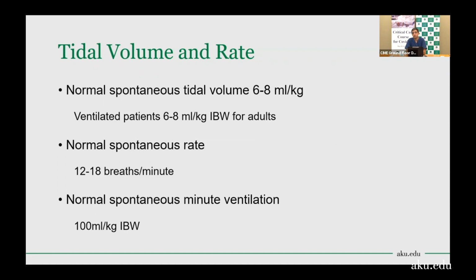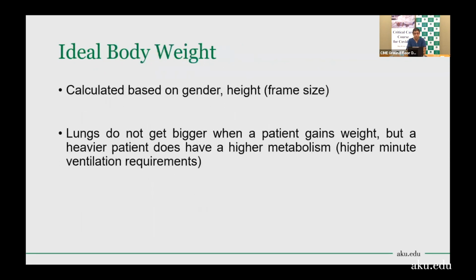If they're athletes, they may have a lower respiratory rate as well. And normal spontaneous minute ventilation is 100 ml per kg ideal body weight. The ideal body weight is calculated based on gender and height, the frame size. We have to keep in mind that lungs do not get bigger when a patient gains weight, but a heavier patient does have a higher metabolism and a higher minute ventilation requirement to meet those metabolic needs. So that's why we look at the ideal body weight and not the actual body weight when we're calculating the numbers.